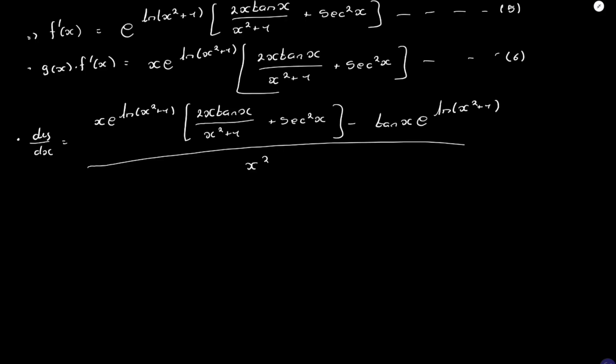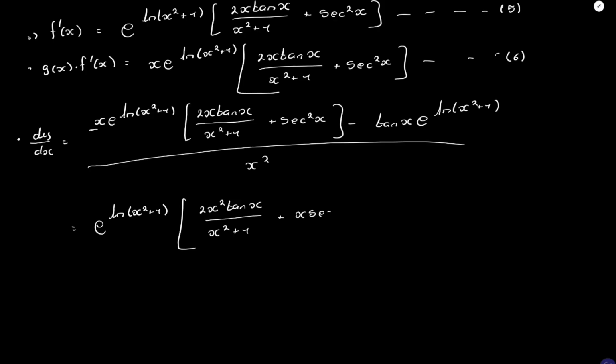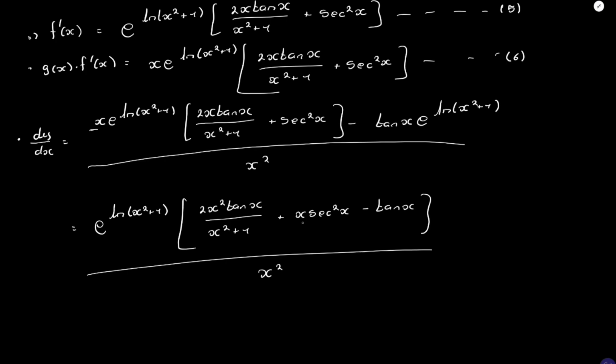The next thing we do is simplify, noticing that e to the ln of x squared plus 1 is common on both terms. We can factorize it out. E to the ln of x squared plus 1, right? In braces, this x enters, this x multiplied by both terms. We have 2x squared tan x on x squared plus 1 plus x sec squared x minus tan x, all divided by x squared.